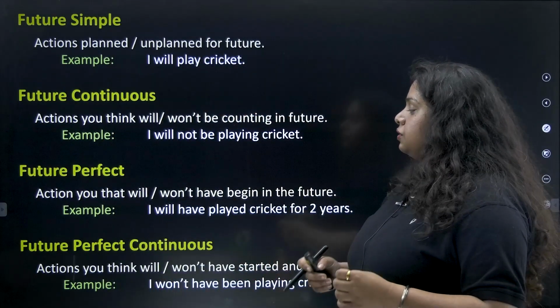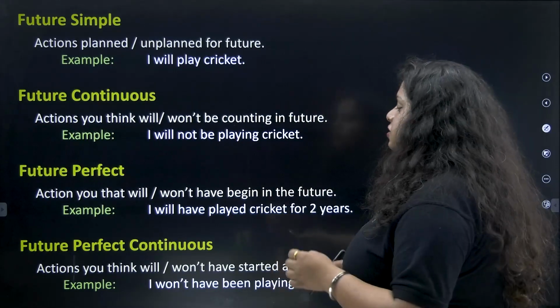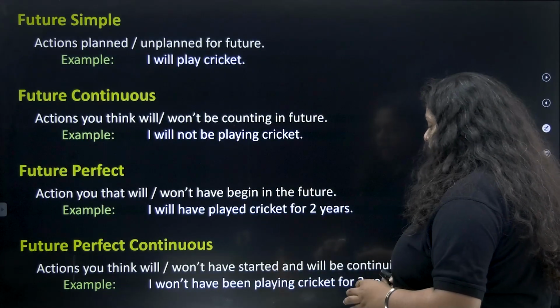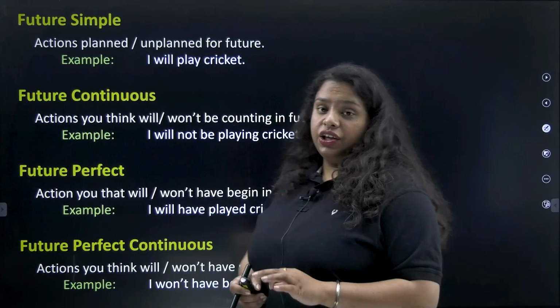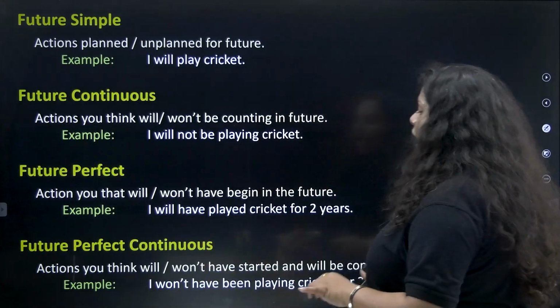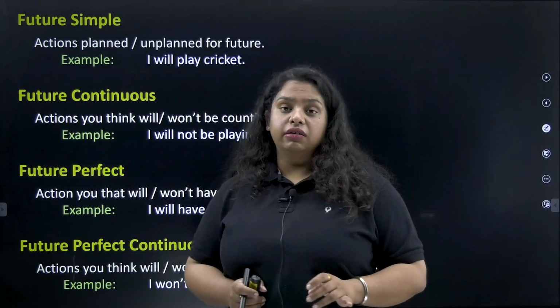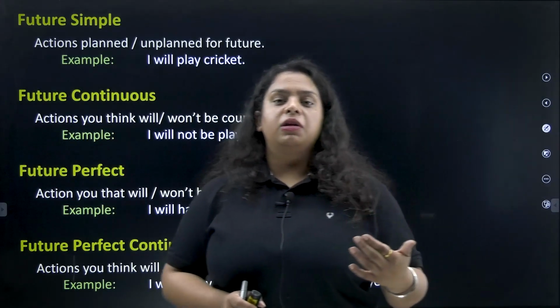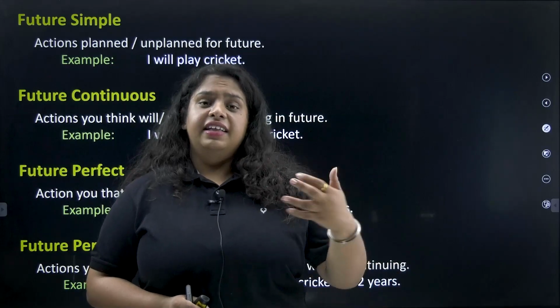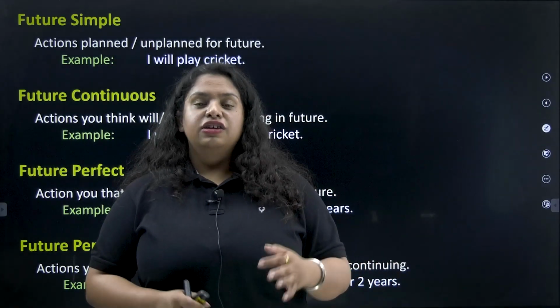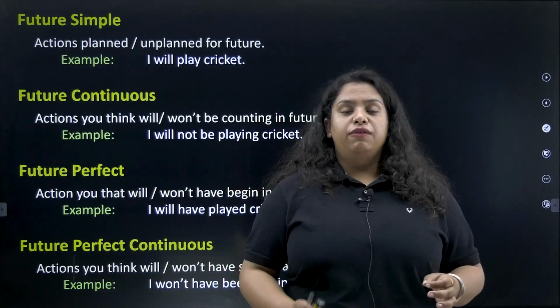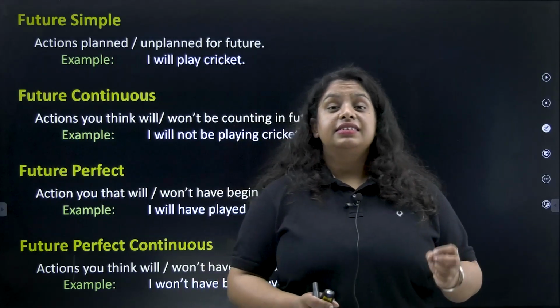Now let's look into the future perfect continuous. So the action you think will or won't have started and will be continuing. Let's read the example here. I won't have been playing cricket for 2 years. कि मैं ये बोलना चाह रही हूँ कि अब मुझे 2 साल हो जाएंगे that I am not playing cricket. So that is your future perfect continuous tense.